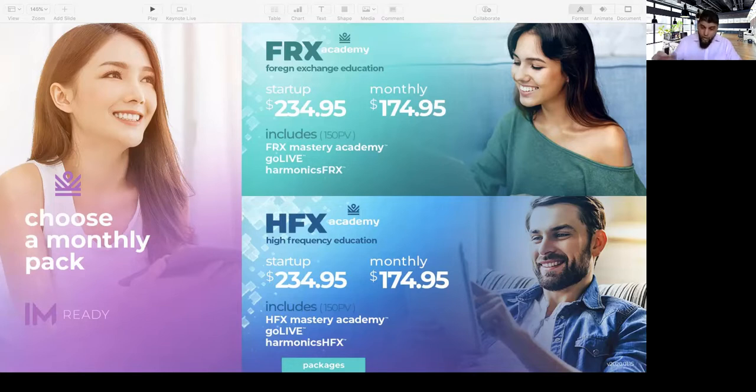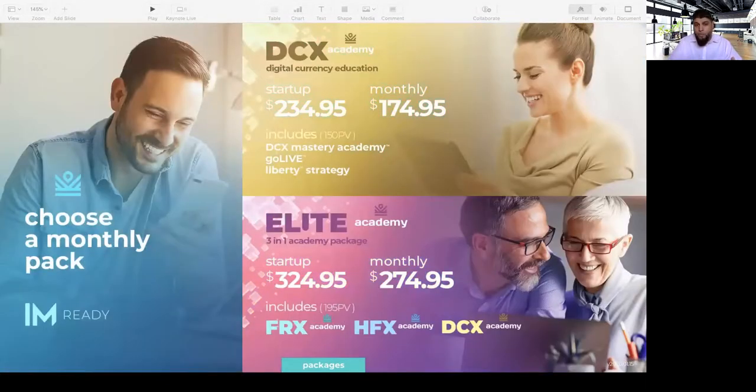We have a high frequency education program as well, which primarily looks at binary options. Then we have a digital currency mentorship program, which teaches you how to trade cryptocurrencies. My favorite package is the Elite Academy, which covers all of the above. Through the Elite Academy, you can learn how to trade Forex, binary options if you want to, and also digital currency. Again, we have over 200,000 students all over the world who have become very successful, and many of them are now financially free.